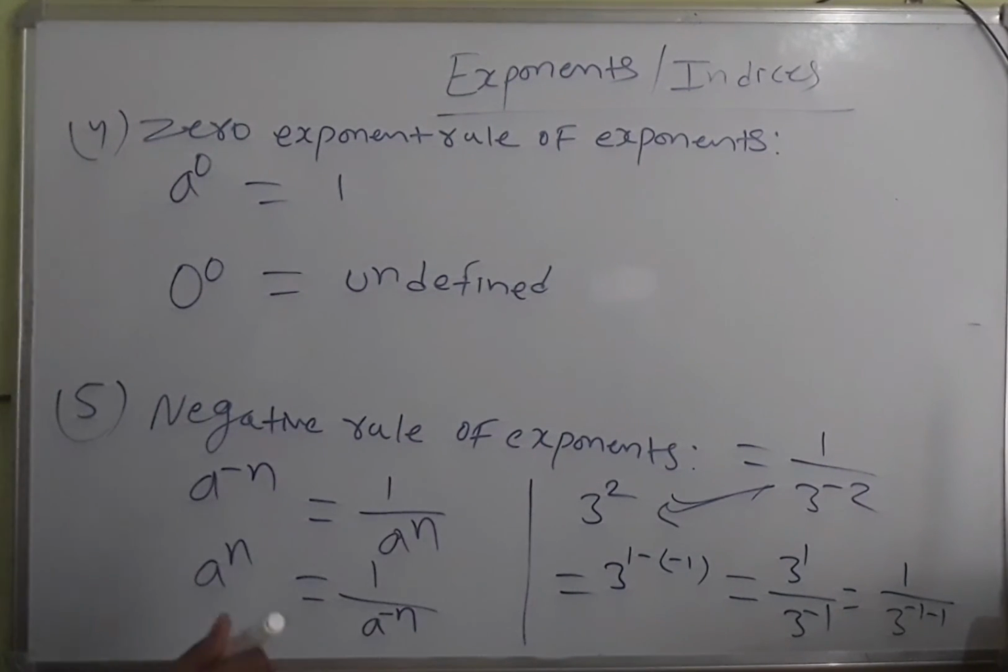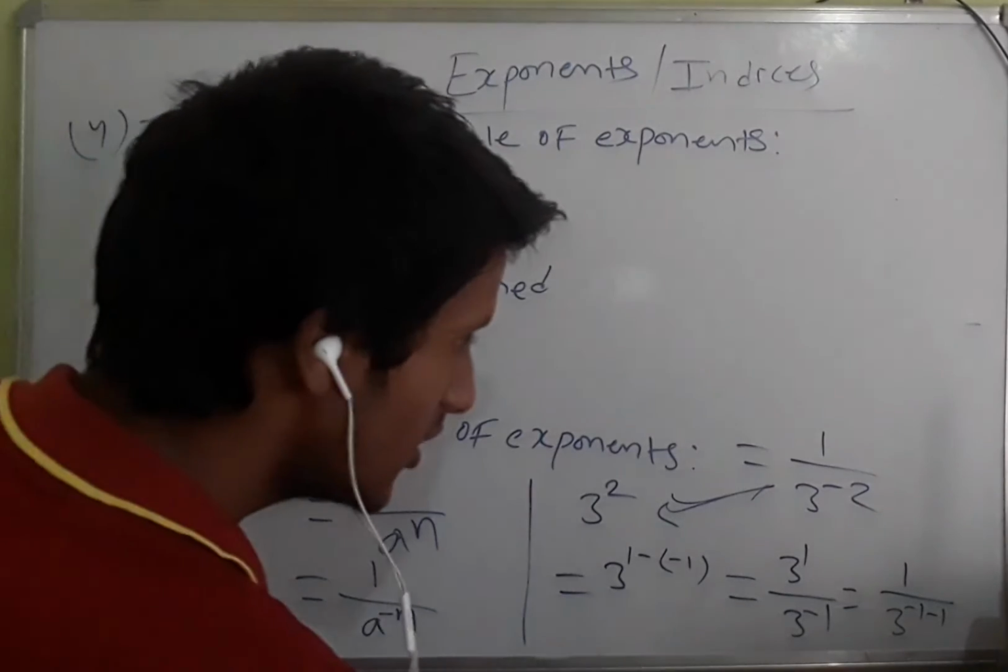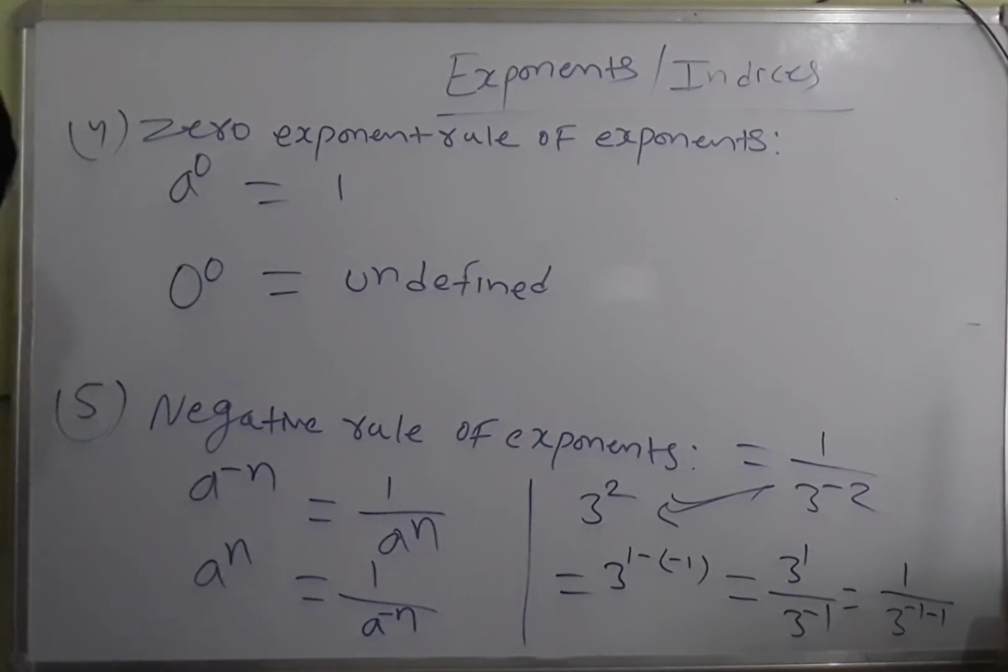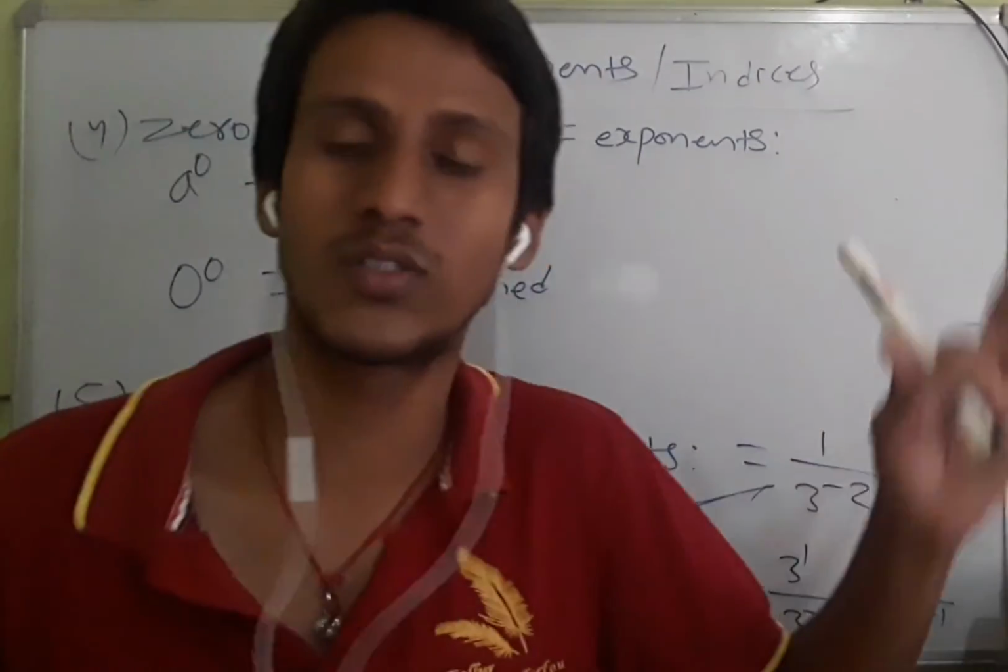So that was the negative rule of exponents, and these were the rules of exponents. I hope you have understood this and noted all the things down.